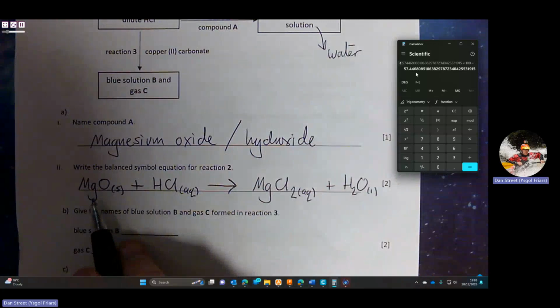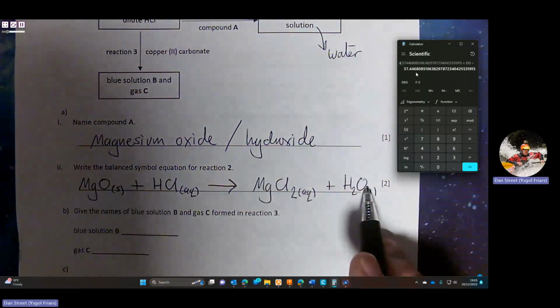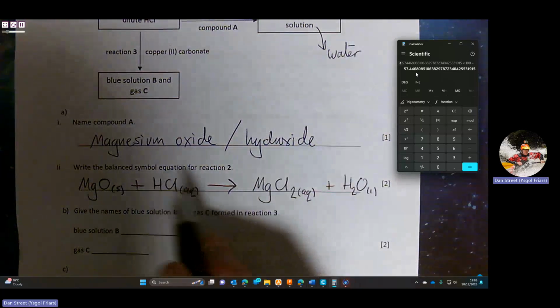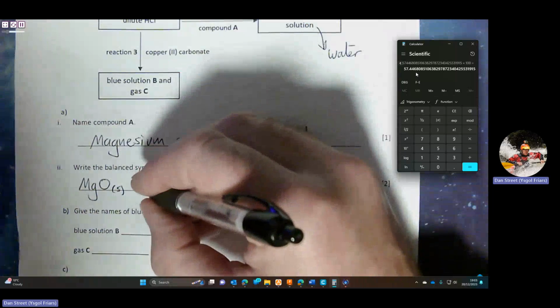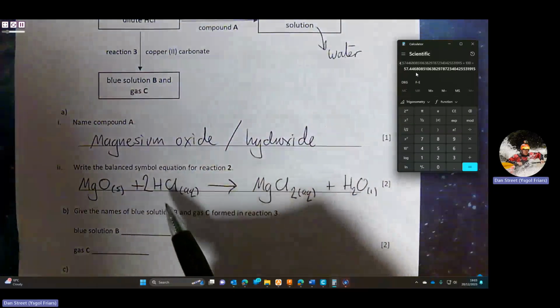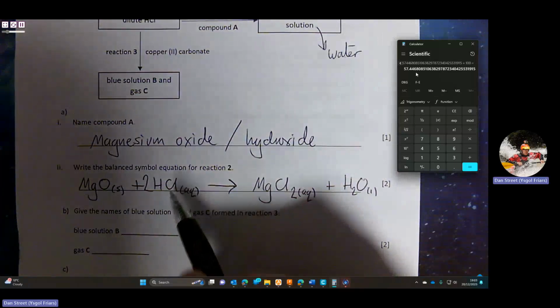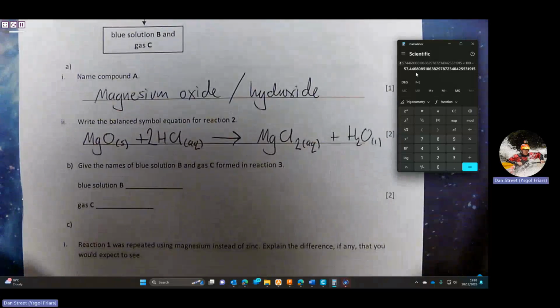If we look at the balancing situation, we've got one magnesium, one oxygen, one hydrogen, but we've got two here. In order to solve that, we need to put a 2 in front of the HCl. And in doing that, we automatically solve the next problem, which was the chlorines. We've got 2 chlorines here and 2 chlorines here. So that's the balanced equation.